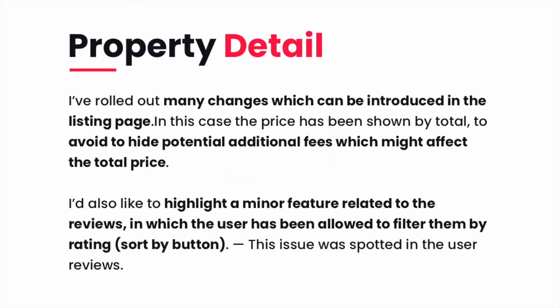Property detail. I have rolled out many changes which can be introduced on the listing page. In this case, the price has been shown as a total to avoid hiding potential additional fees which might affect the total price. I would also like to highlight a minor feature related to the reviews, in which the user is allowed to filter them by rating and sort by button. This issue was spotted in the user reviews.